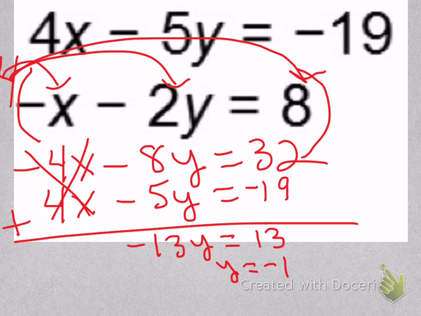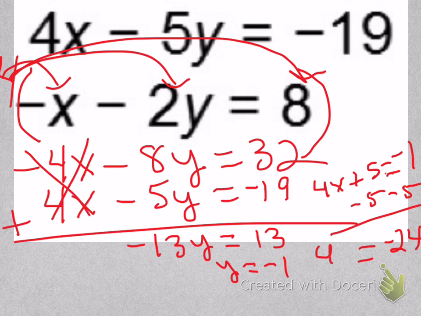Now we just take one of the equations to plug it in. I'm just going to pick the top one. So 4x, I'm running out of room here, 4x, negative 5 times negative 1 is positive 5 equals negative 19. That's a 19 over there in the corner. So we're going to do minus 5, minus 5. So now we have negative 19 minus 5, which is negative 24. And we still have the 4x, so x equals negative 6. So my ordered pair is negative 6, comma, negative 1.